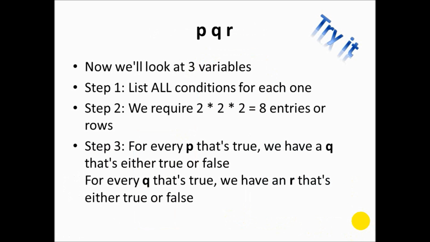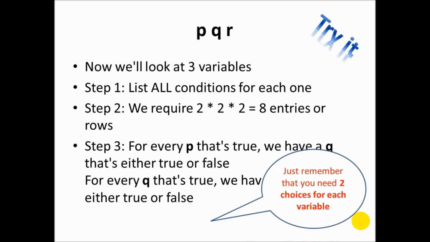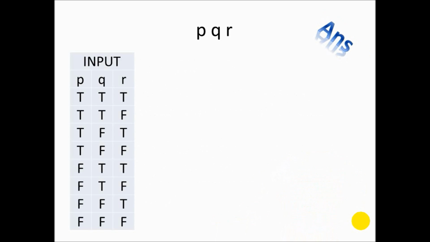Now we've got variables P, Q, R. Those are our inputs. We'll look at 3 variables. Step 1, list all conditions for each one. Step 2, we require 2 times 2 times 2. So 2 times 2 is 4, times 2 is 8 entries or rows in our truth table. Step 3, for every input P that's true, we have a Q that's either true or false, and for every Q that's true, we have an R that's either true or false. Just remember that you need 2 choices for each variable. And this is the answer. Alright, so 8 rows. 1, 2, 3, 4, 5, 6, 7, 8. Those are our inputs at the top there.